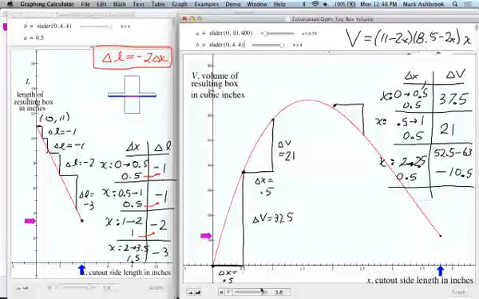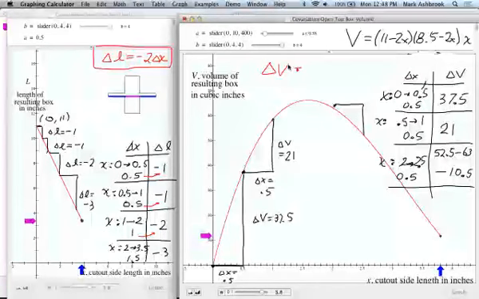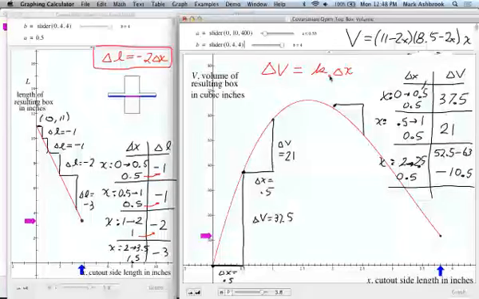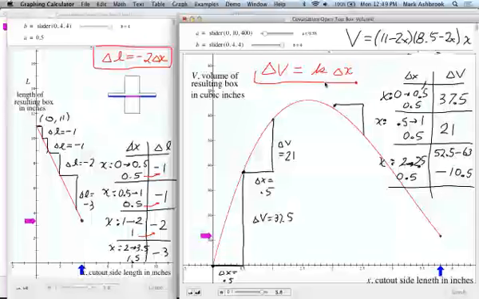All right, so what is the formula for delta V? So delta V equals K delta X. What's our K? What's our K for delta V equals K delta X? What are your ideas? He's saying it's not constant rate of change. So what are you saying? There is no K. Is this right? No.